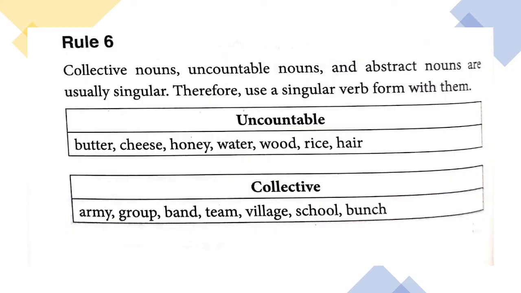Okay, so rule number 6. Collective nouns, uncountable nouns and abstract nouns are usually singular. Therefore, use a singular verb form with them.